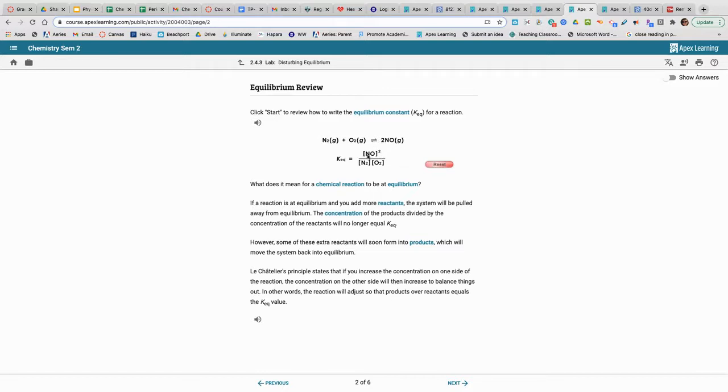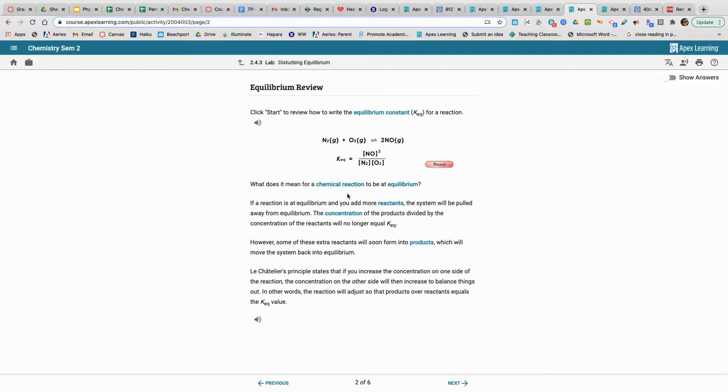The other thing you should notice is that you're multiplying these concentrations here, whereas this plus sign means you add nitrogen gas to oxygen gas. Here you're multiplying the concentrations, which is a number value. And if you had, let's say, a coefficient in front of any of the reactants, that would also be an exponent for that substance in the equation.